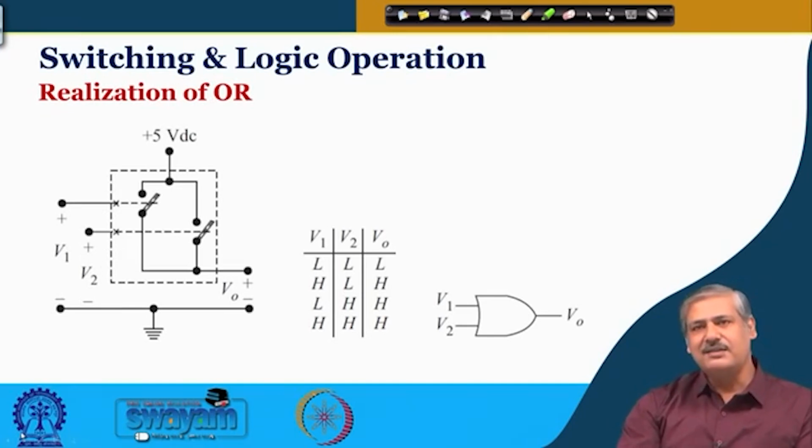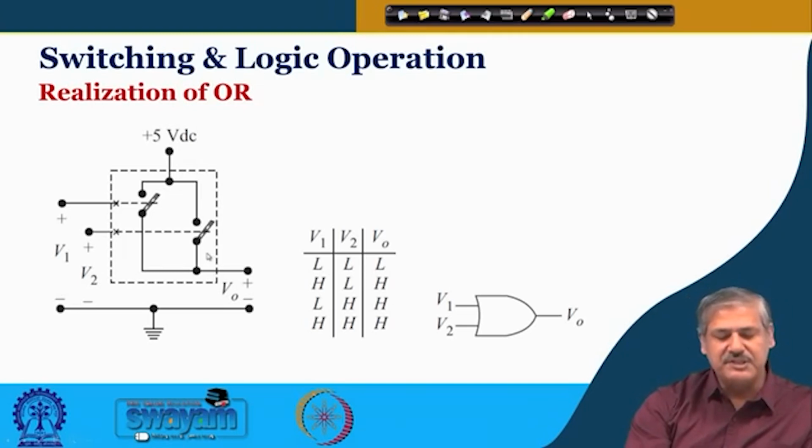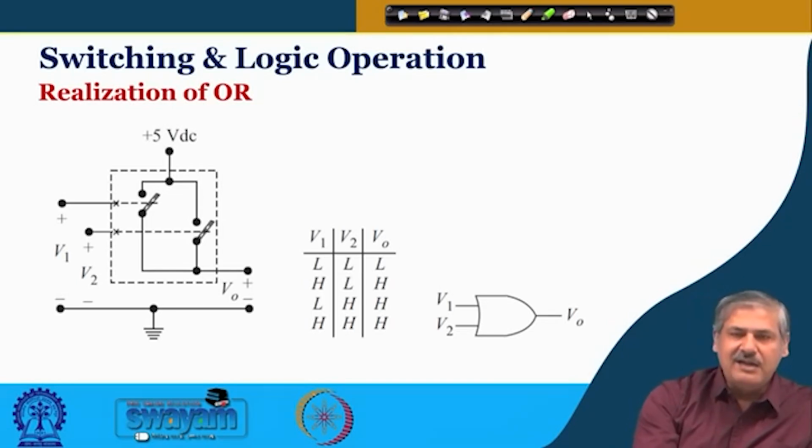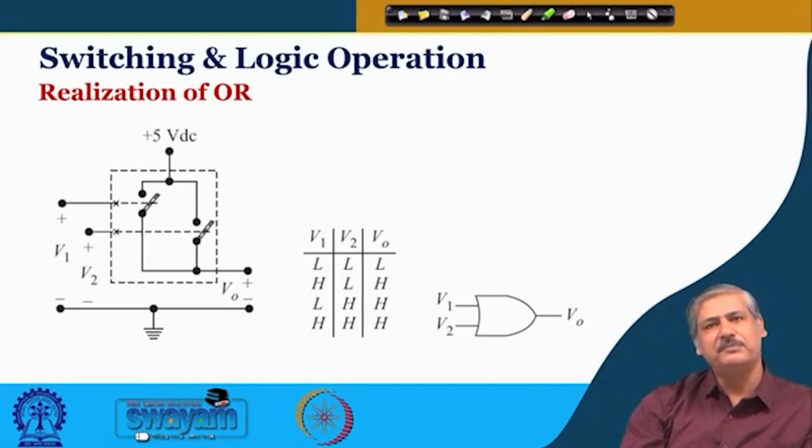Now, we look at another such circuit, a switching circuit, where you can see there are two switches, but earlier they were connected in series. Now, you can see they are connected in parallel. And what difference does it make? The difference is earlier both of them needed to be closed. That means both the switches on the input side needed to be high, so that the 5 volt gets a path to the output.